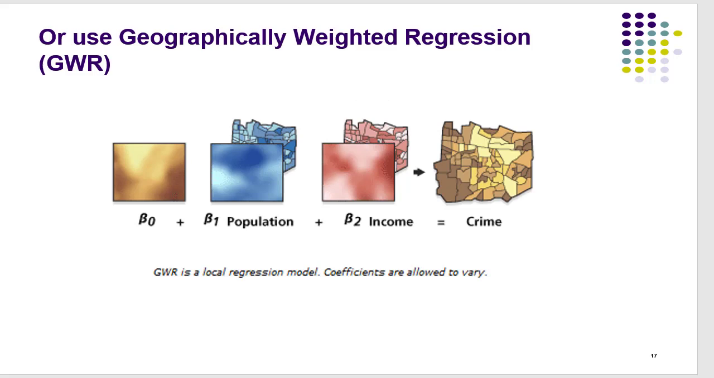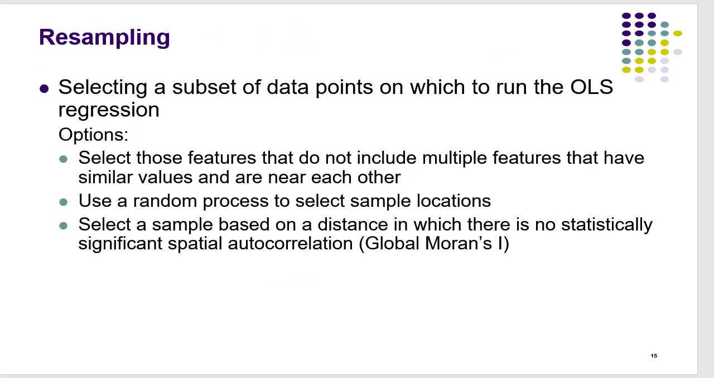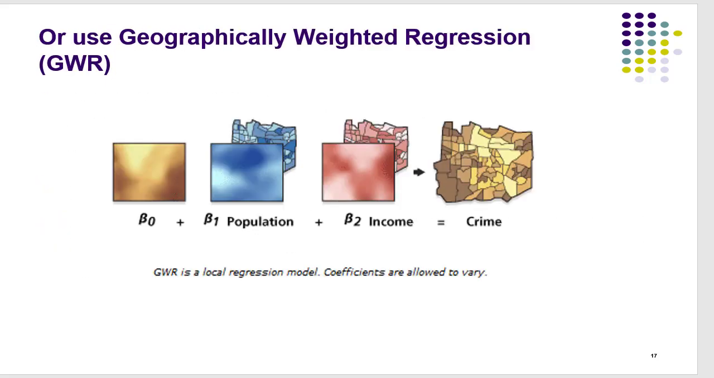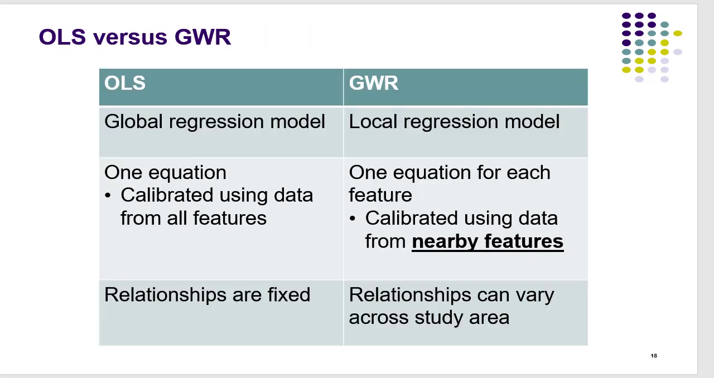Or what you can do is you can use geographically weighted regression. So again, just to summarize, if we have spatial effects in our model, we can do spatial filtering, we can resample, or those are just ways to deal with these local trends, or we can use GWR. Now, geographically weighted regression is a local regression model. And what I mean by that is the coefficients are allowed to vary. So instead of our ordinary least squares, which was global, we have a local regression model with geographically weighted regression.